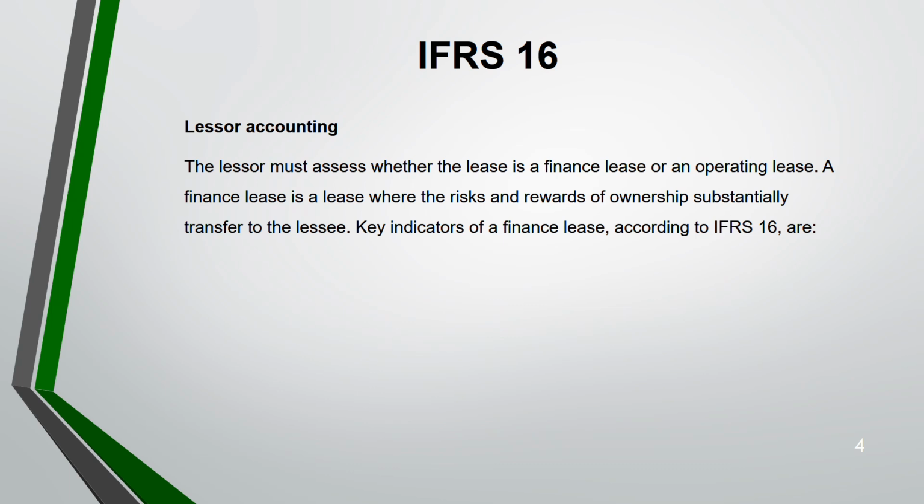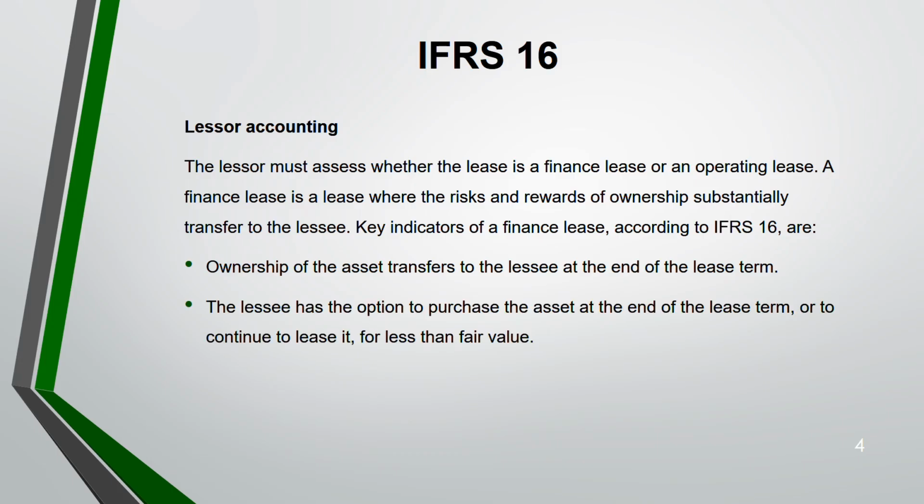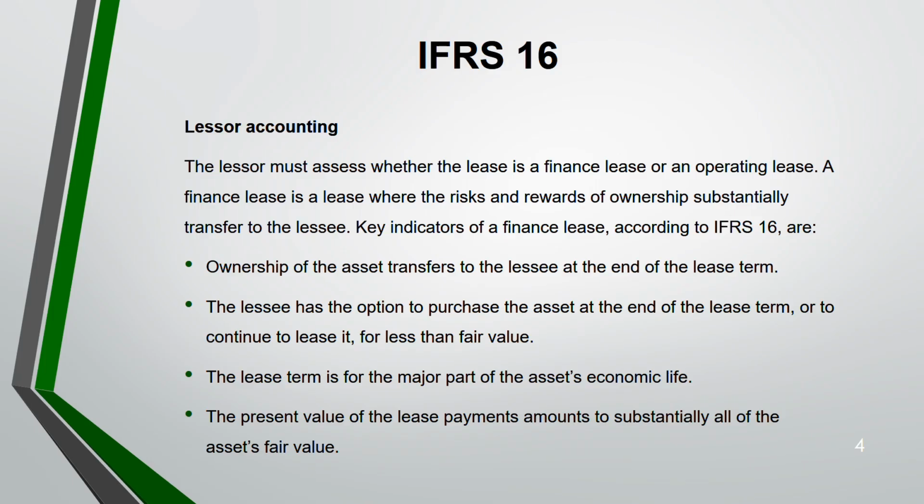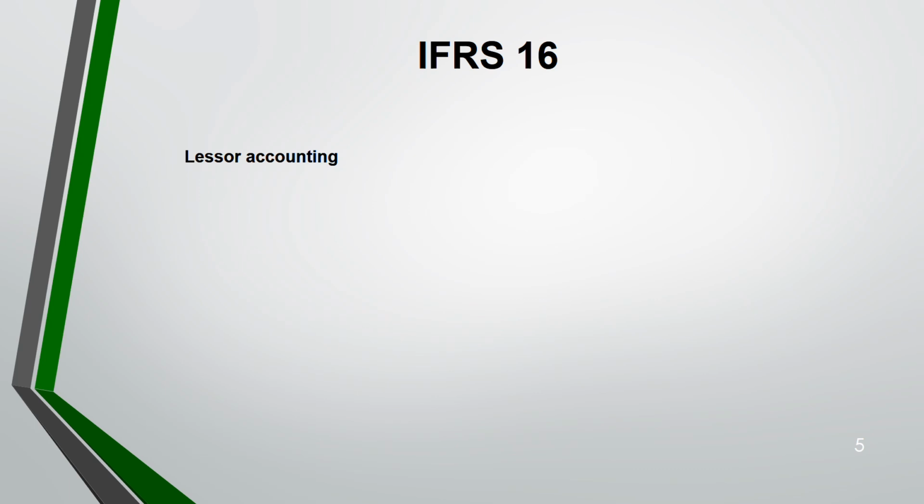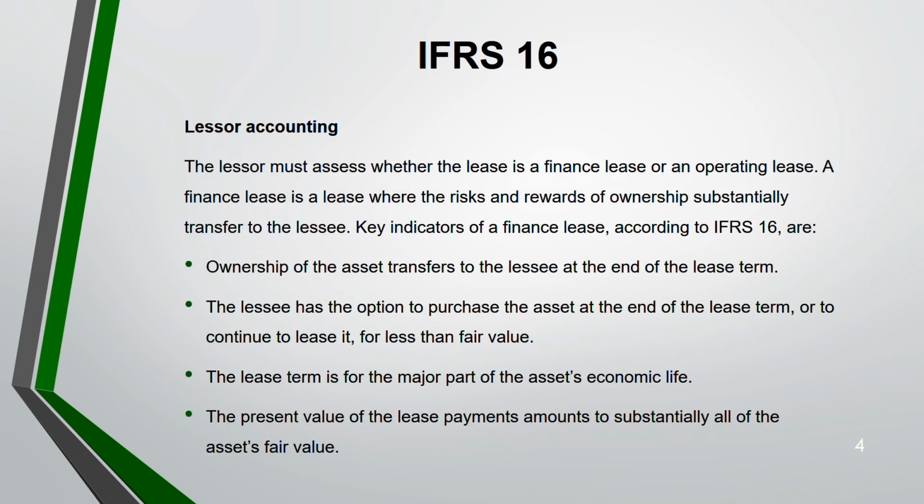Okay. So let's first understand some key indicators of a finance lease. They are: ownership of the asset transfers to the lessee at the end of the lease term. Lessee has an option to purchase the asset at the end of the lease term or to continue to lease it for less than the fair value. Lease term is the major part of the asset's economic life. The present value of the lease payments is substantially all of the asset's fair value. So if these conditions are there, it's a finance lease.